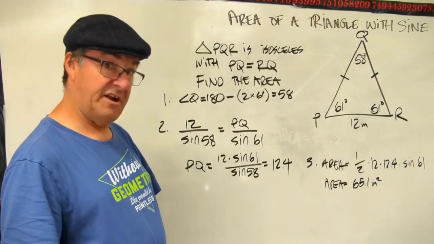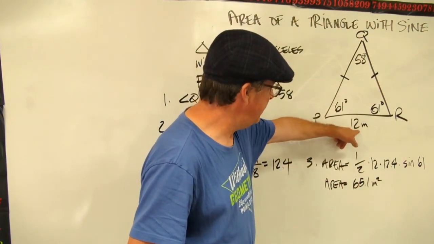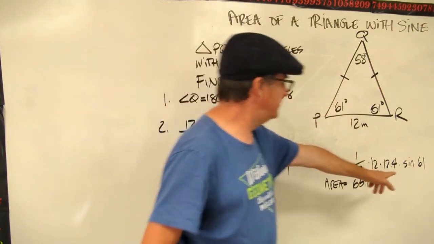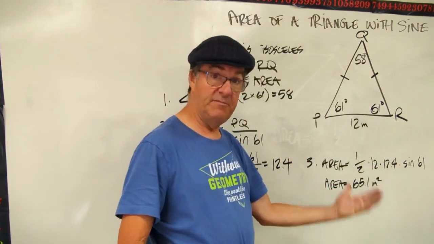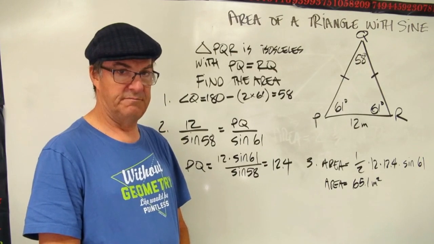All right, let's see how you did on this one. My area is going to be 1/2 times one side times the other side times the sine of the angle in between them. Crunch those numbers, and I get 65.1 meters squared.